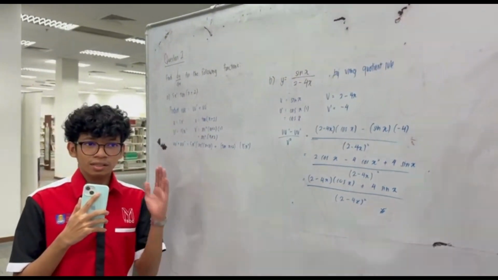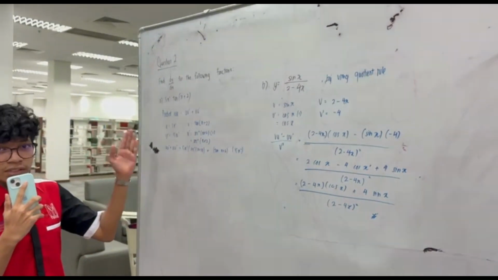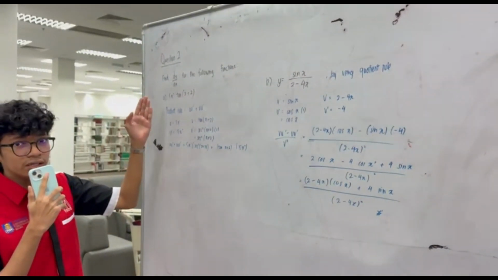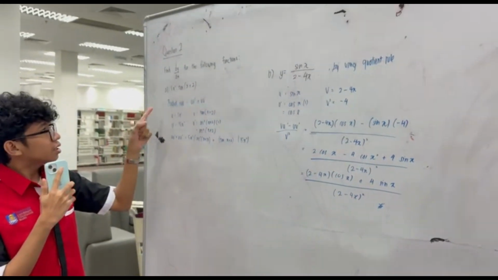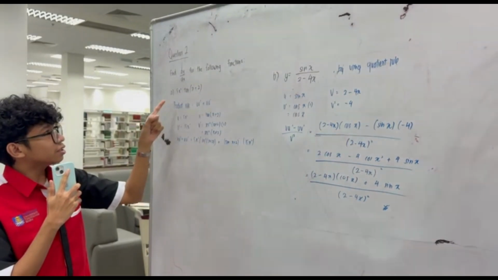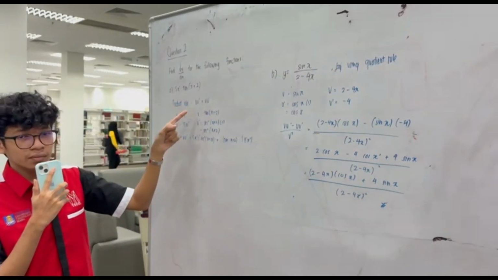Okay, the next question is question number 2. I'll be explaining question number 2. It asks to find dy/dx for the following functions. For the equation, it is 5x cubed tangent of (x plus 2).